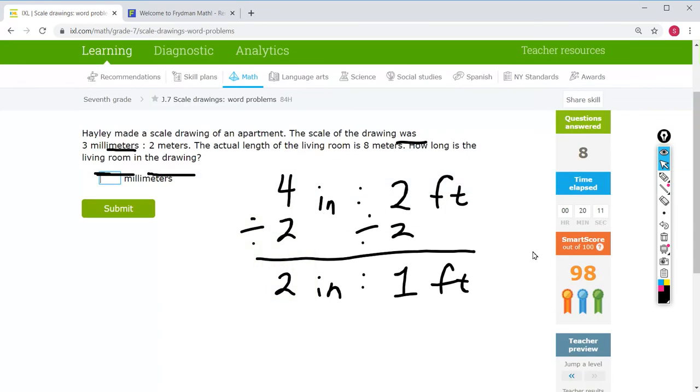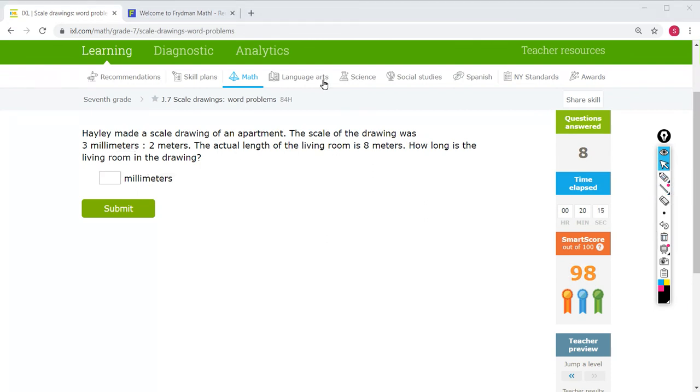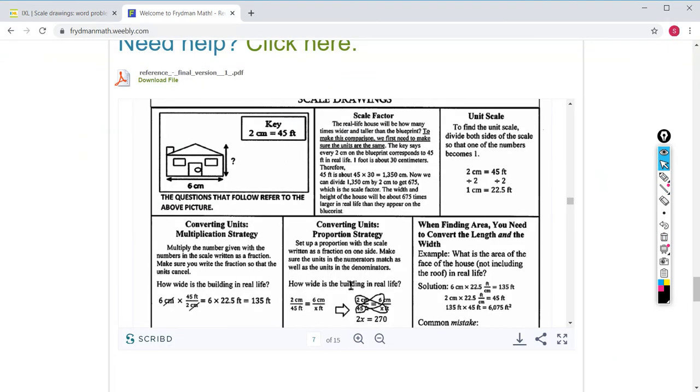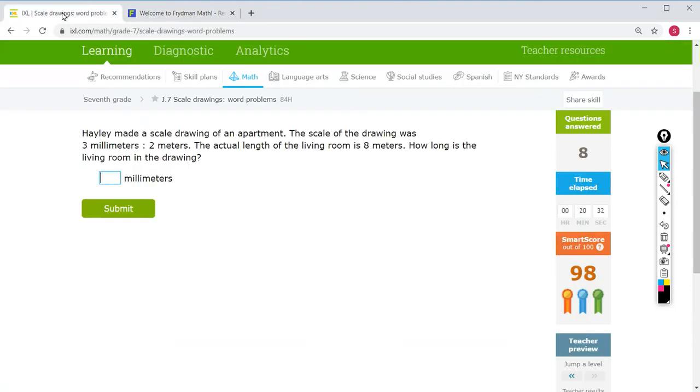Okay, same type of question over here. This would be a converting units problem. I've already done a few of those. You could try it using the multiplication strategy if you want to read through this and then give it a shot using that strategy. You could do that. But I'm going to leave it there.